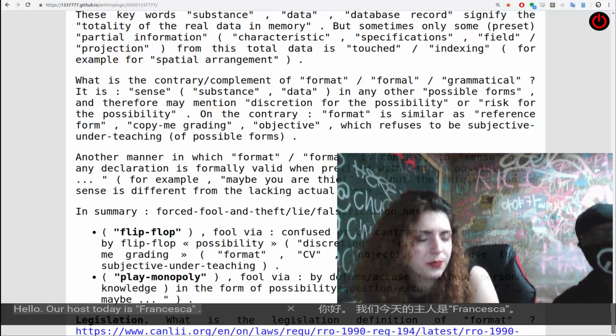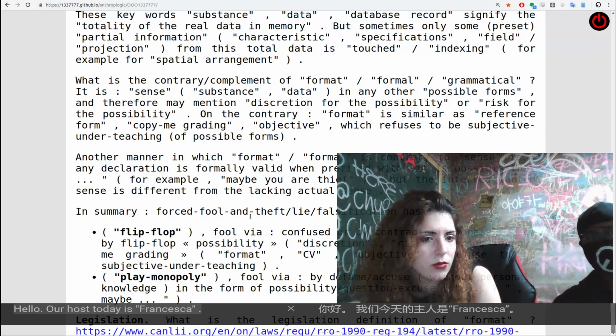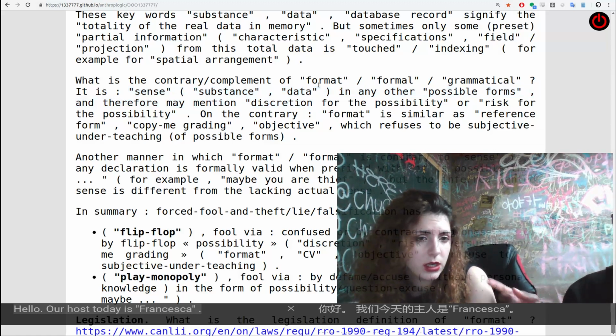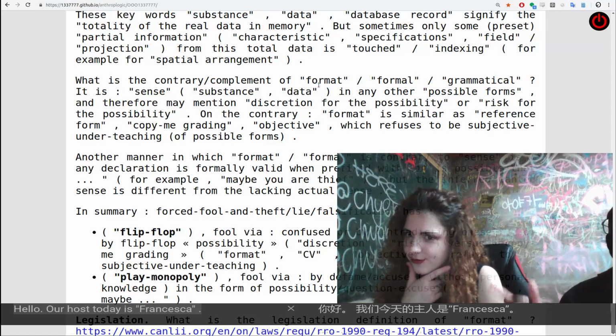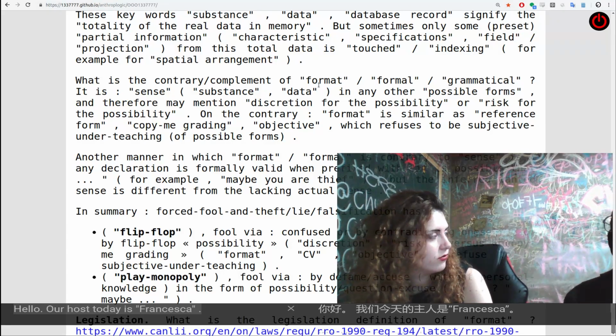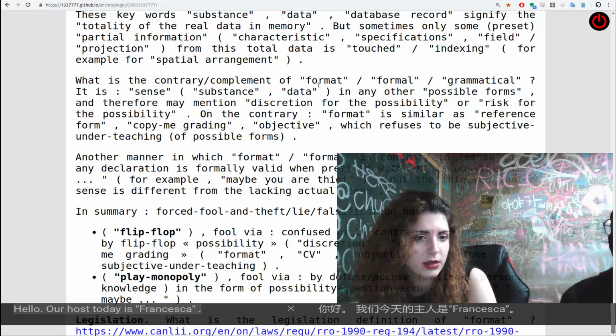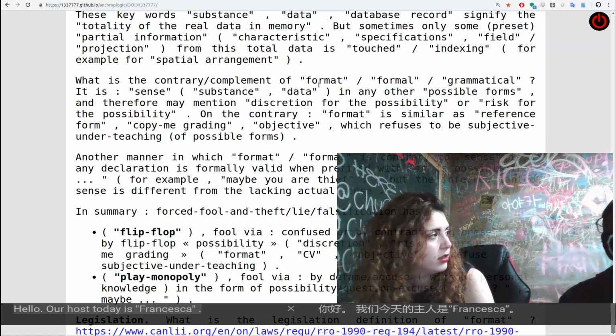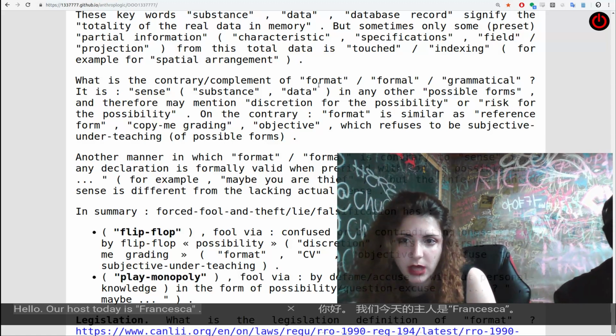Okay, and then we have to be careful about format, because what is the opposite, the contrary of format? It would be the sense, right? The real, the substance, the data. It's not just about form. I know you put a lot of makeup, okay? But I know Francesca. I know her format, but I also know the real Francesca, the real data. The sense. You have the makeup, I know you have the makeup.